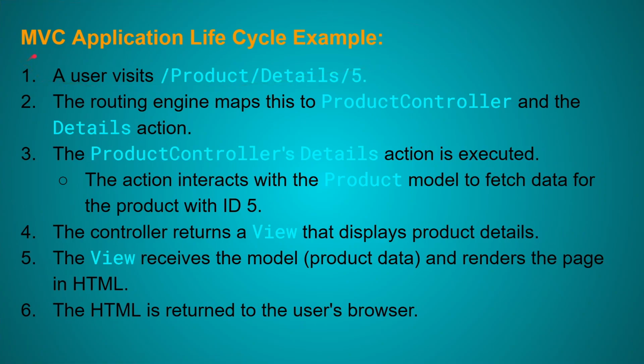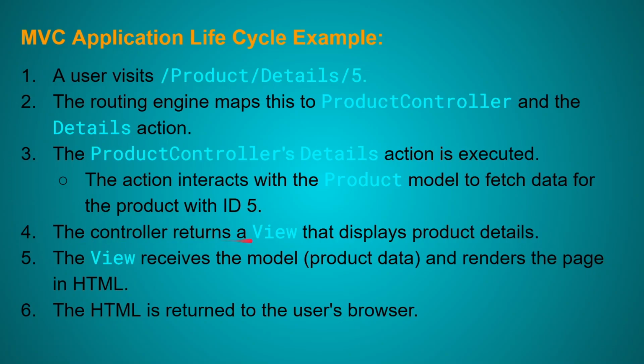So, MVC application lifecycle example. A user visits /Product/Details/5, so this is a controller, this is an action, and this is a parameter. The routing engine maps this to the Product controller and the Details action. The Product controller's Details action is executed. The action interacts with the Product model to fetch data for the product with ID 5.